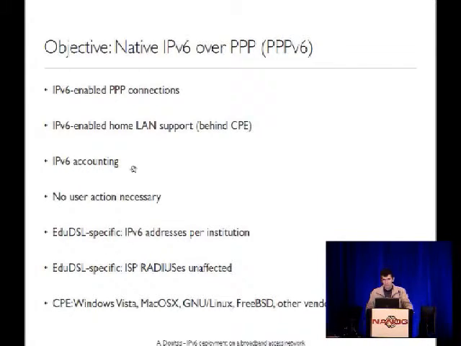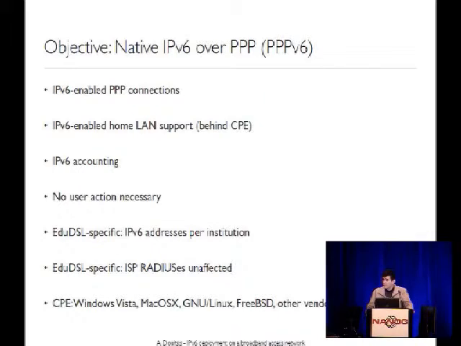Of course, we want to know which address each and everyone uses. So IPv6 accounting is also of paramount importance. We don't want the user to know that he actually uses IPv6. Ideally, it should be completely transparent. Nobody should notice anything. And there are also some complications related to the fact that all the students are from different institutions. So we must make sure that each student receives an IPv6 address from his respective institution.